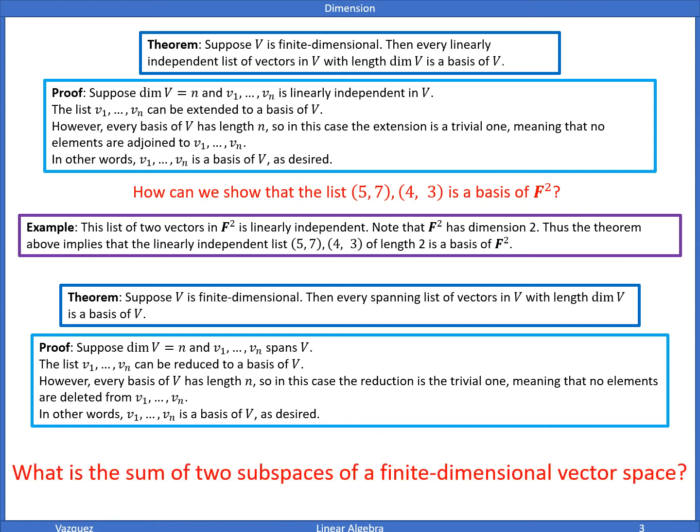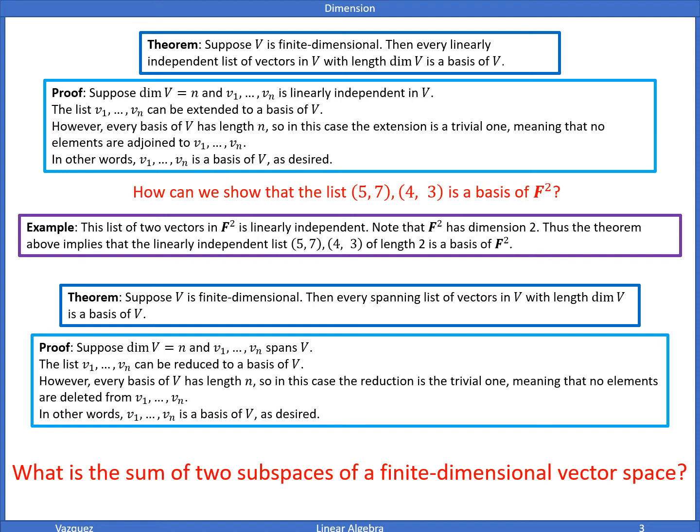And finally, the question: what is the sum of two subspaces of a finite dimensional vector space? So I guess the question should be more like, if we were to add two subspaces to each other, what is the dimension of that new space? This next theorem in the next slide gives a formula for the dimension of the sum of two subspaces of a finite dimensional vector space.